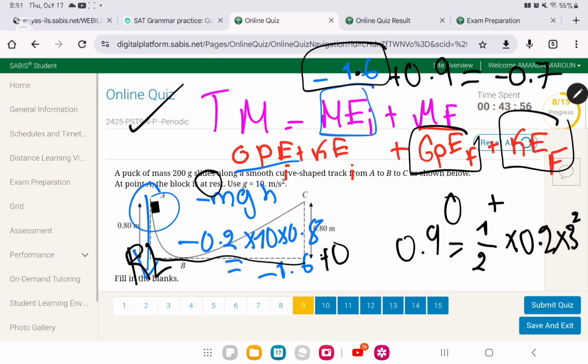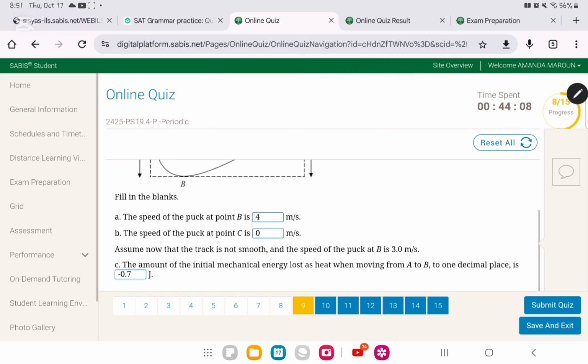You can do it the previous way, but it's trickier, more risky. So I prefer you do it this way. The total mechanical energy is equal to mechanical energy initial plus mechanical energy final. So you will get minus 0.7. You can put 0.7 if you want, because they are saying the energy lost, or you can put minus 0.7.